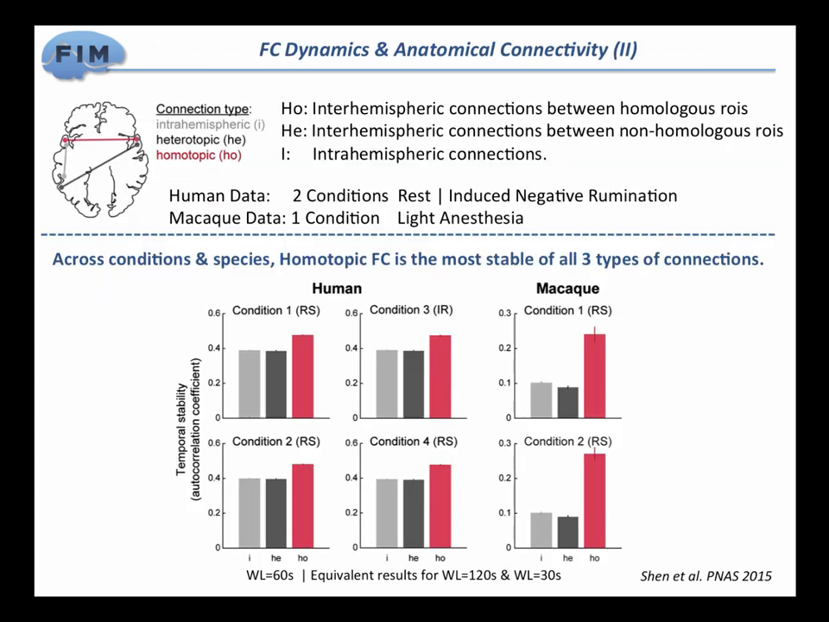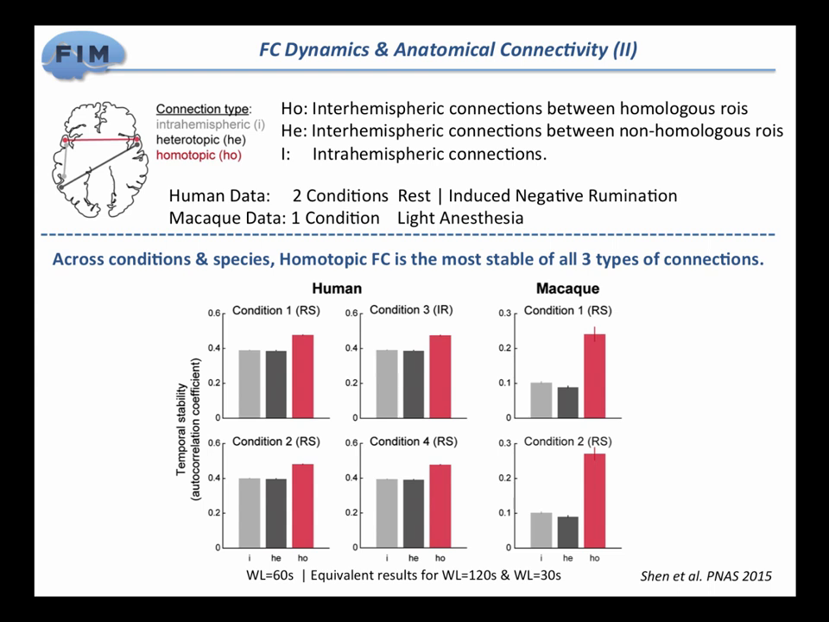In a completely different study, they also decided to look at this concept of dividing connections into 3 different types. They talk about interhemispheric connections between homologous ROIs, and those are these guys in red, similar to the ones that I just showed you in our study that were the most stable. They also look at interhemispheric connections between non-homologous ROIs, and they also look at intrahemispheric connections, okay?